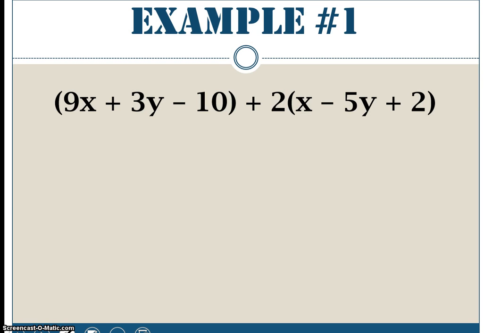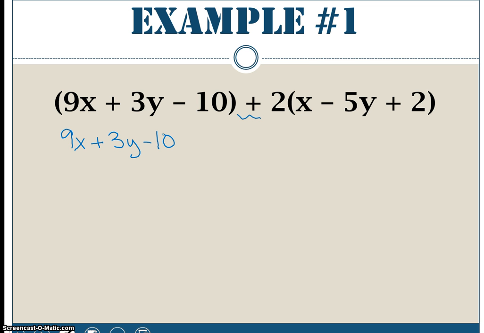Here, we're adding polynomials because of the positive in the middle. But this looks a lot like when we simplified one side of an equation to solve an equation. And so we're going to do exactly that. We've got to get rid of our parentheses first. Well, the first polynomial is not being multiplied by anything, so we can just drop the 9x plus 3y minus 10.